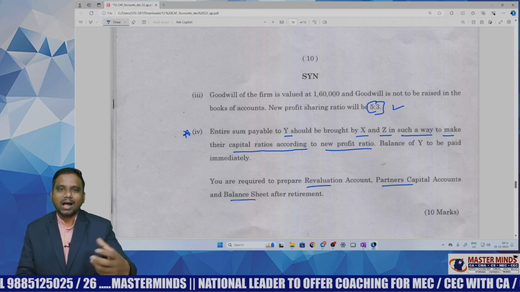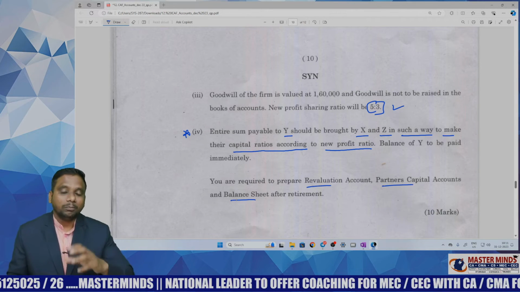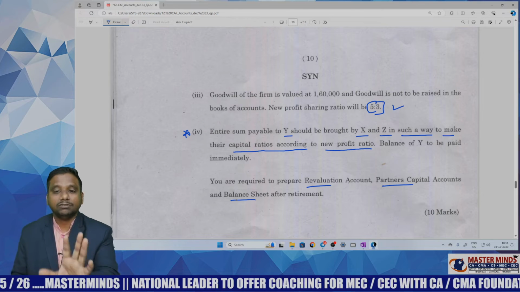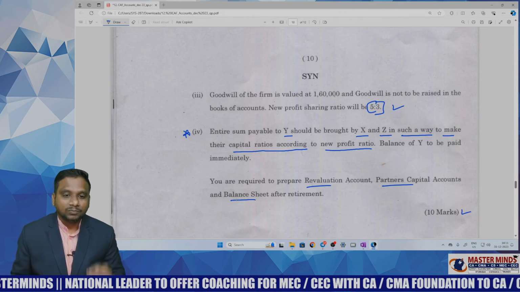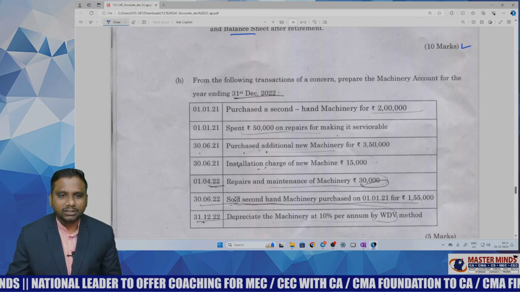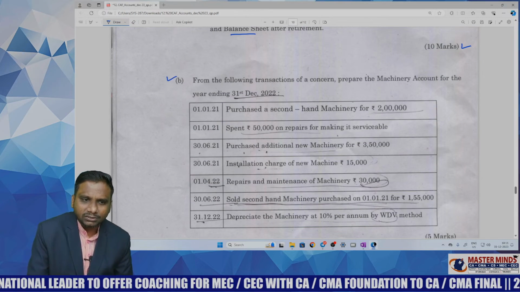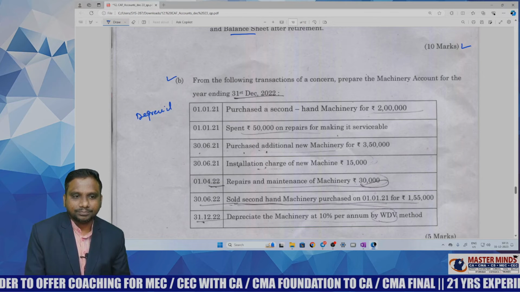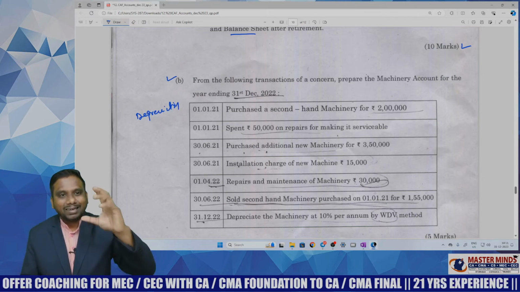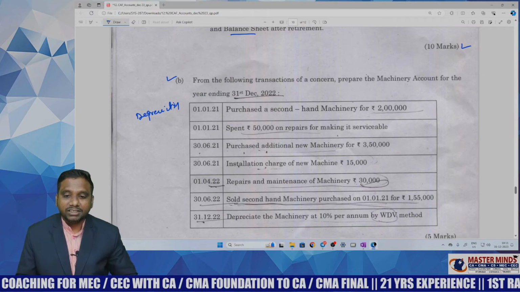Compared to previous attempts of partnership accounts problems, this is very easy, students. This is a very easy one for 10 marks. And if you observe the combination, the next question is depreciation, students. Depreciation. Partnership 10 marks, depreciation 5 marks.